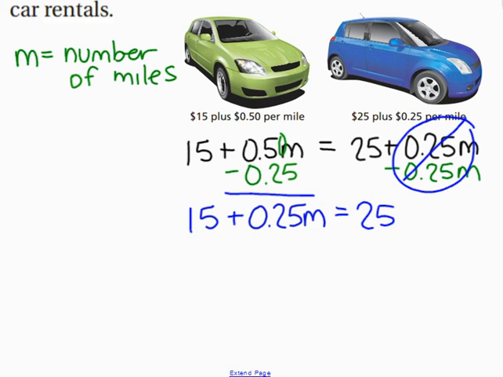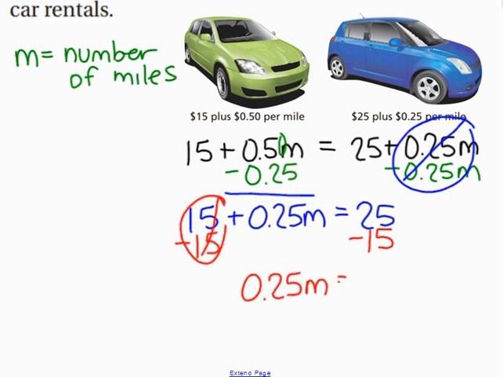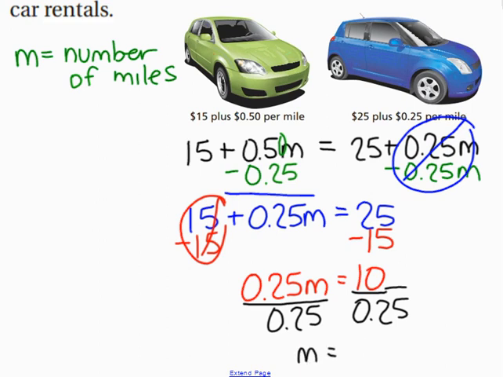Okay, next up, subtract 15 from both sides. So 0.25m equals 10. Okay, now divide both sides by 25 cents. So we're basically figuring out how many quarters are in $10. So when you do that division, you're going to get a total of 40. And m, remember, was the number of miles, so we're going to add units. m is equal to 40 miles. That's our break-even point, where it would cost the same no matter which car we went with.